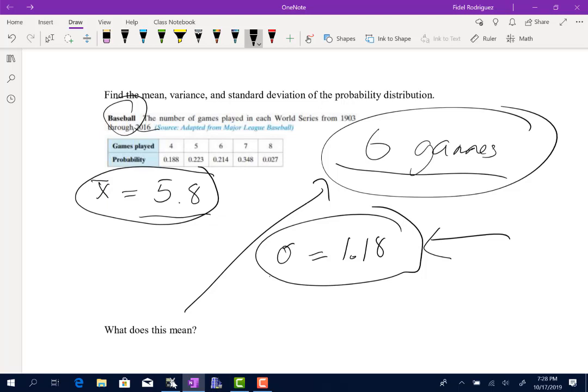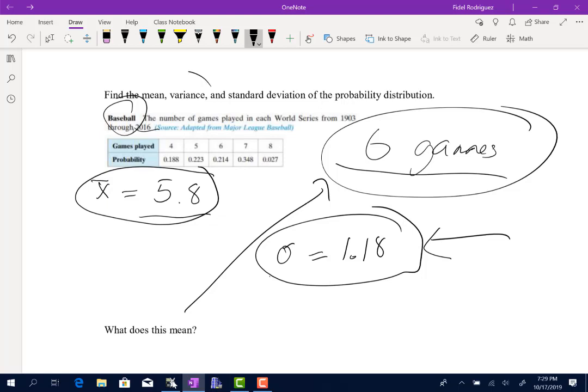So that's telling me if there was an average of 6 games, most of the World Series either had 6, or one more would be what? Or one less would have been that. Does that make sense? So with an average of 6 games with no more than one more or less. Does that make sense? Okay.